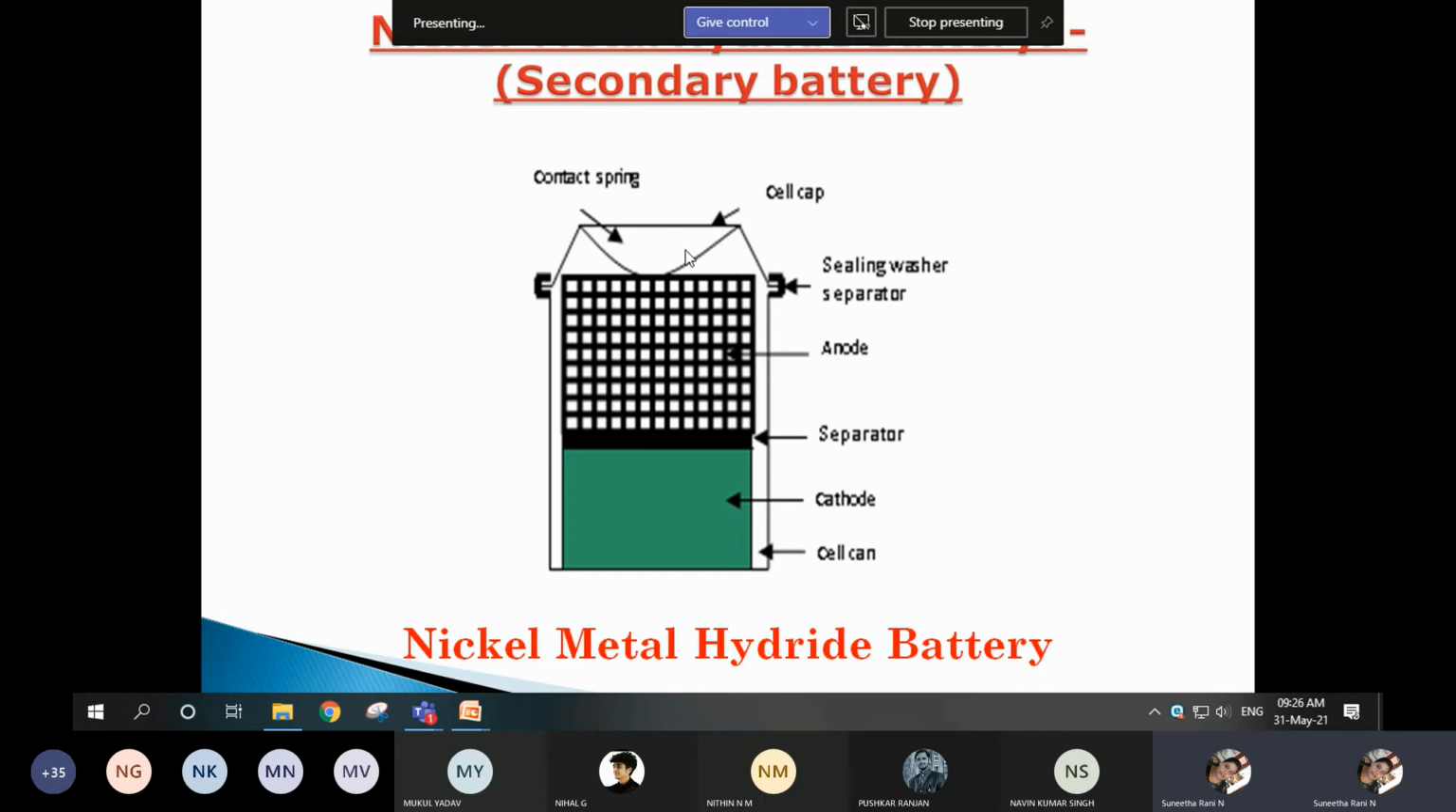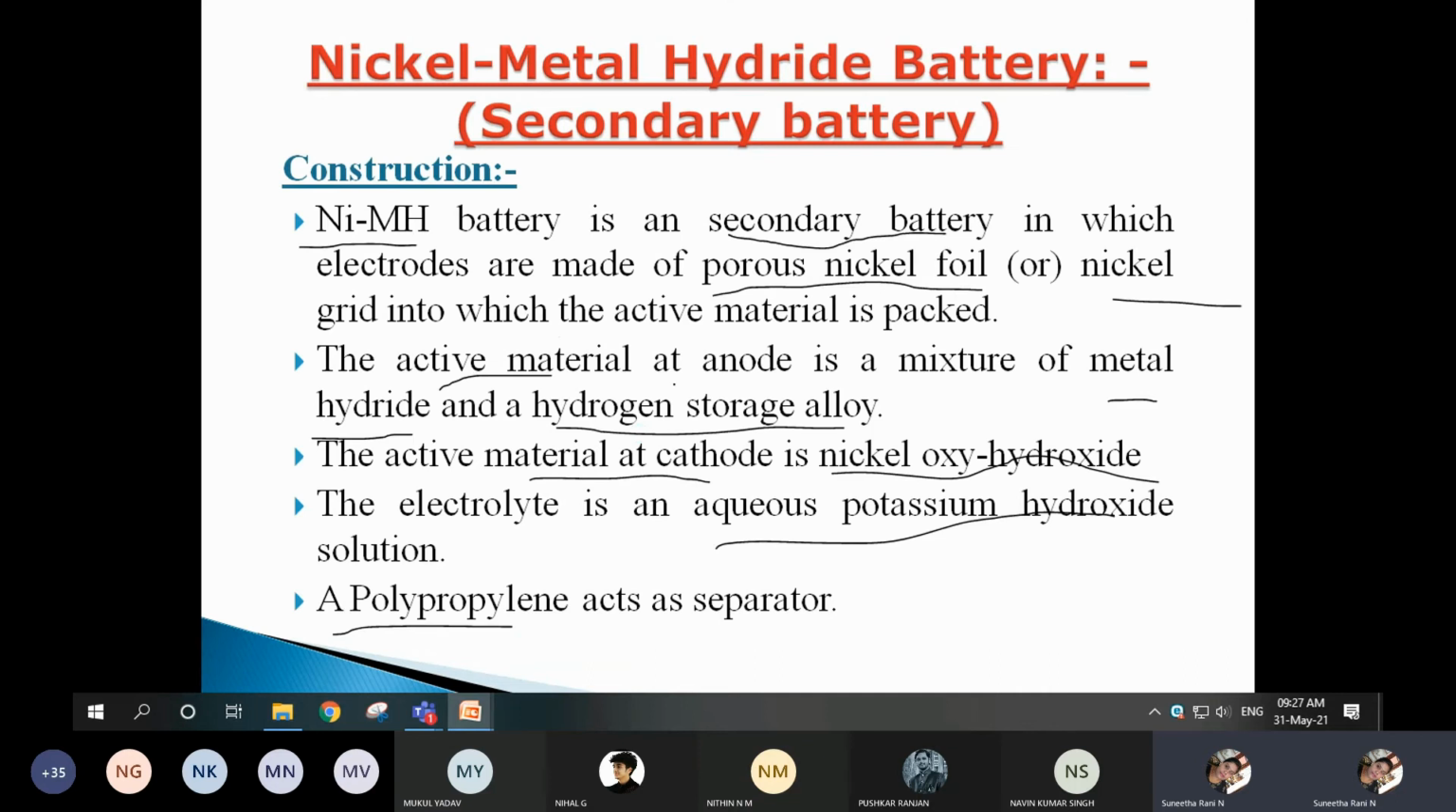And this is a contact spring, or a cell cap, the cap to cover it after everything is filled, with the metal hydride and the nickel oxyhydroxide. So this is how the battery looks after construction. The anode is placed above, the cathode below, and in between the separator is used. The anode is a mixture of metal hydride, that is the hydrogen storage metal alloy, the cathode is nickel oxyhydroxide, the electrolyte is aqueous potassium hydroxide, and the separator is polypropylene.